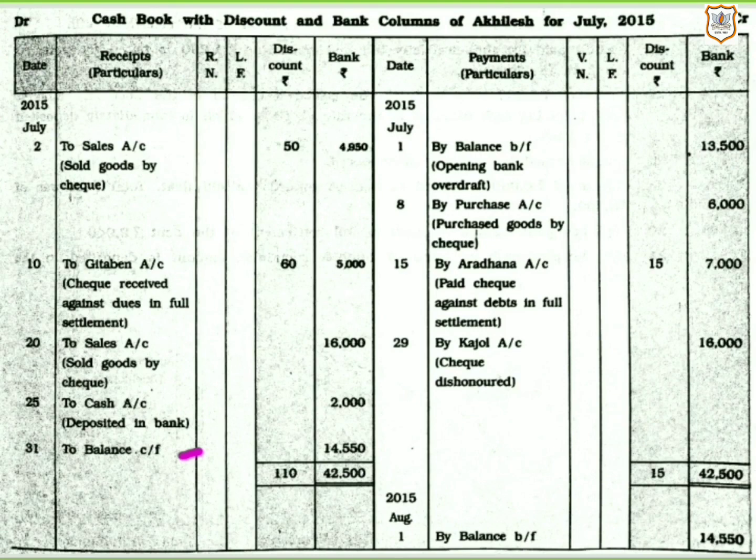We will write to balance carried forward in the bank column on the receipt side or debit side of the cash book. And in the beginning of the next year, it is entered in the bank column on the payments or credit side of the cash book and brought forward. That is 14,550. So here you can see that here difference is appearing on debit side in bank column of cash book and difference is 14,550.